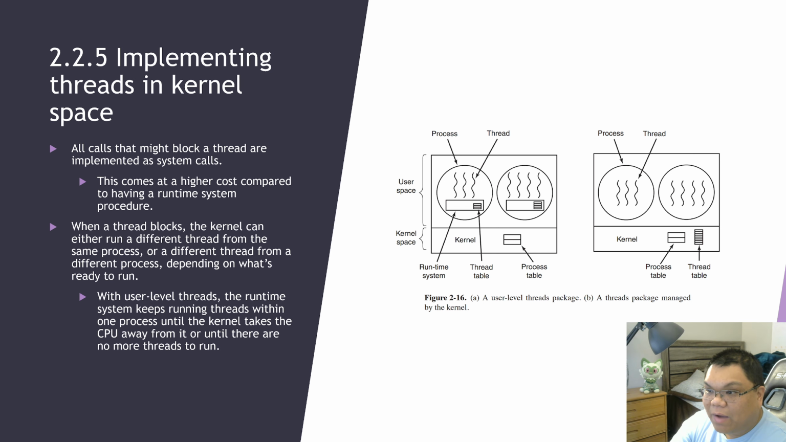All calls that might block a thread are implemented as system calls. This, however, comes at a higher cost than having a runtime system procedure. When a thread blocks, the thread can either run a different thread from the same process or a different thread from a different process, depending on what's ready to run. With user-level threads, the runtime system keeps running threads within one process until the kernel takes away the CPU from it, or there are no more threads to run.